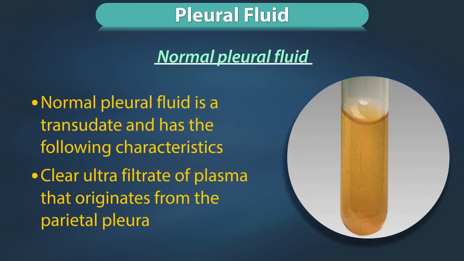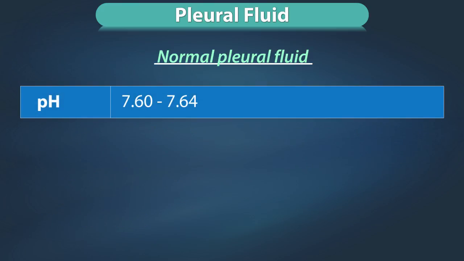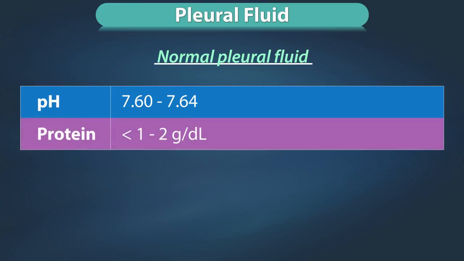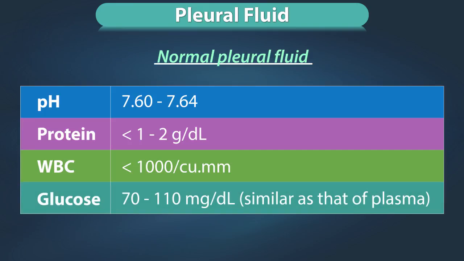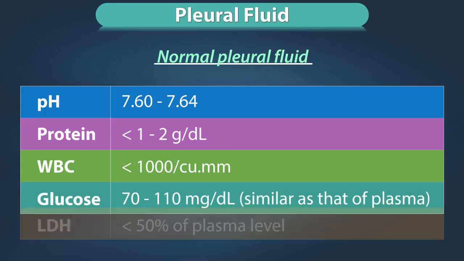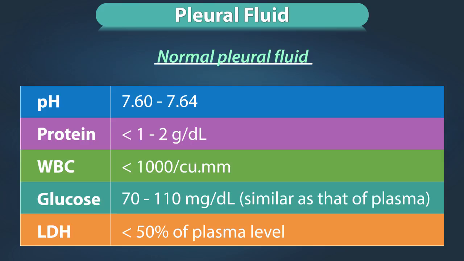Normal pleural fluid is a transudate and has the following characteristics. Clear ultrafiltrate of plasma that originates from parietal pleura, has a pH of 7.6 to 7.64. Protein content of less than 1 to 2 grams per deciliter. Fewer than 1000 white blood cells per cubic millimeter. Glucose content similar to that of plasma. Lactate dehydrogenase less than 50% of the plasma levels.